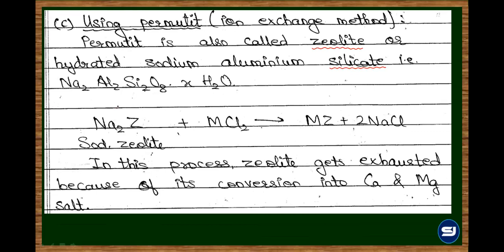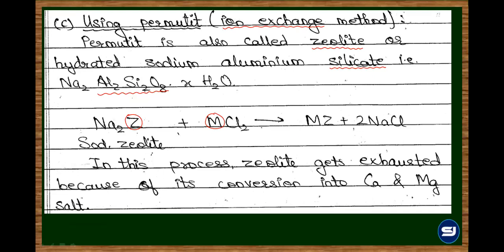So Na2Al2Si2O8.xH2O. You do not have to remember this whole formula. The zeolite is just represented as Na2Z. This part is represented as Z, which is called zeolite. Okay? Now having known this, when zeolite is added with the chloride or even the sulfates, simple ion exchange is happening here. The Z goes with M and the Na goes with Cl. That is the reason we are calling this method the ion exchange method. Even the Calgon method was ion exchange, right?